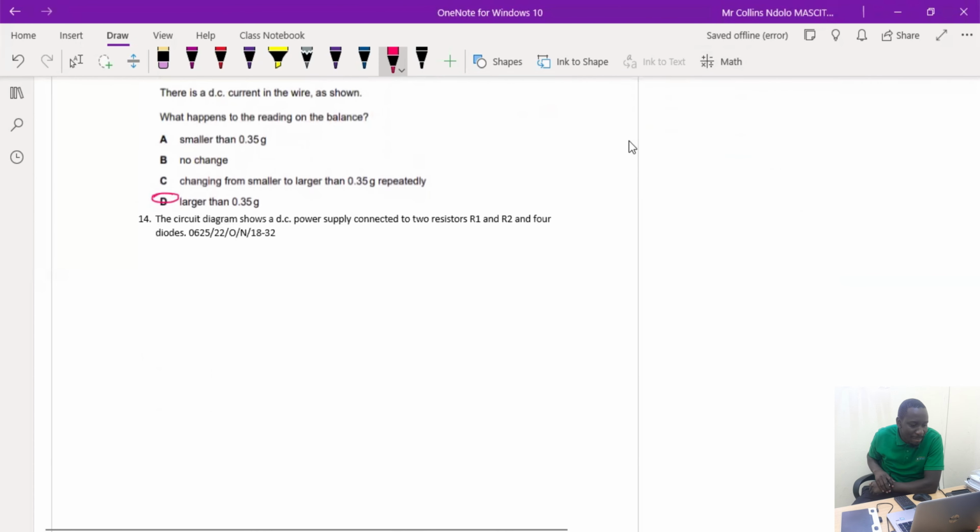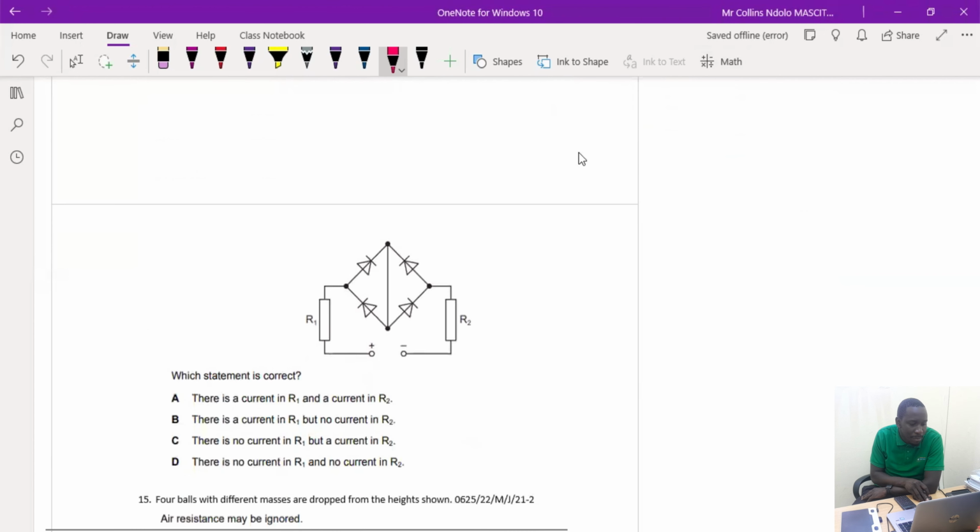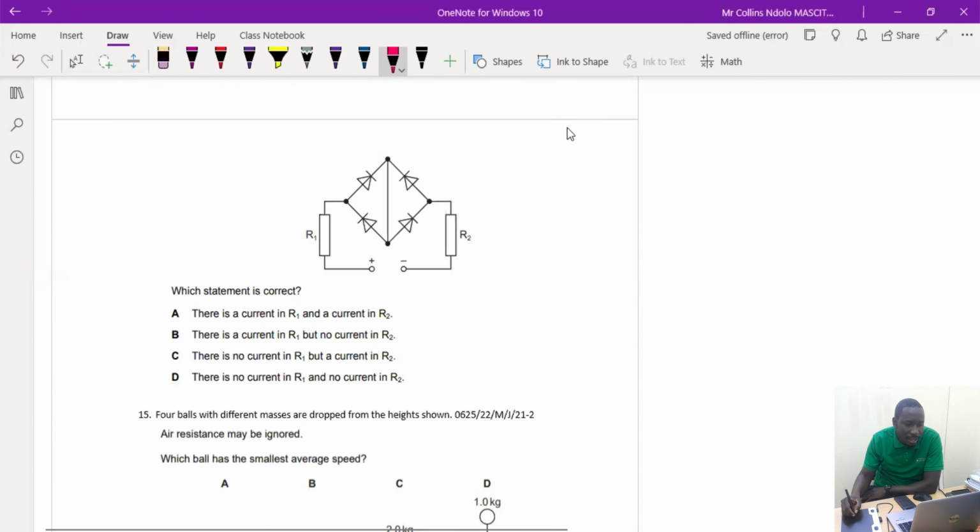Now, the circuit diagram shows a DC power supply connected to two resistors, R1, R2, and 4 diodes. So a diode is a special resistor which allows current to flow in one direction. So in this case, because this is DC, current will flow in this direction. So it cannot go through here. Why? Because this diode here will not allow this current to flow.